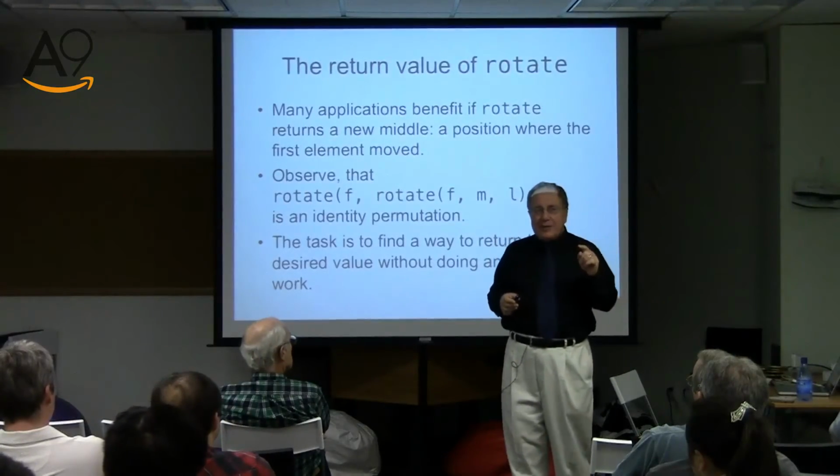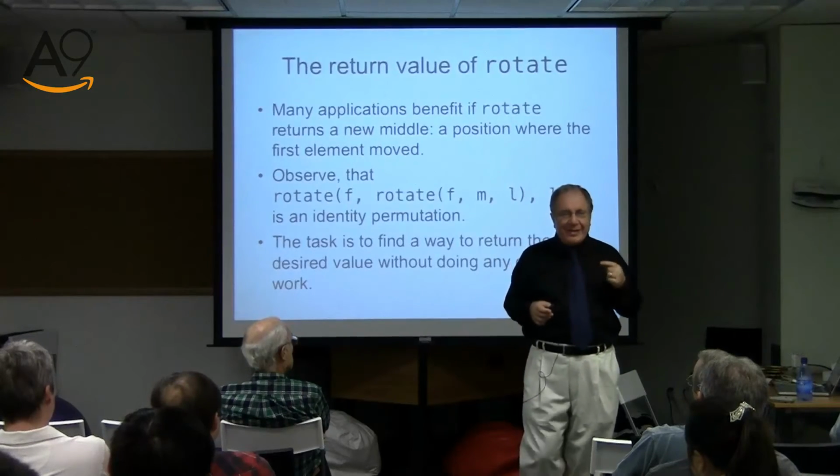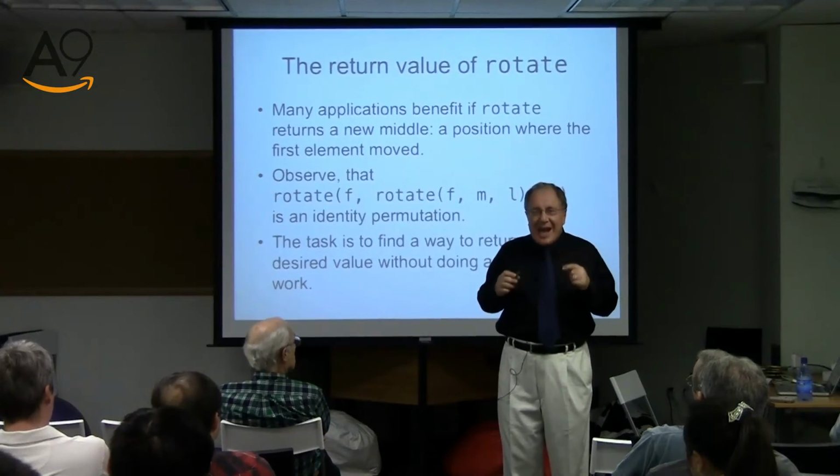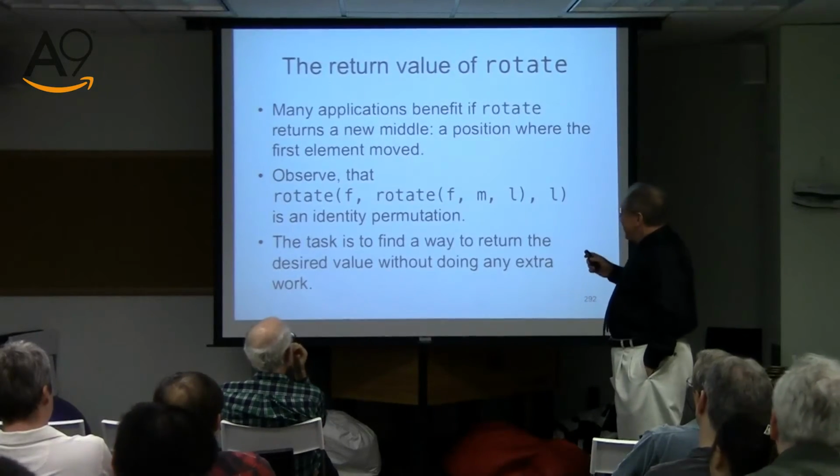But eventually, if you use rotate a lot, as I have, you figure out what you would like it to return if you only could. This is this complicated thing. And what is this thing? You see, m goes to m prime. M, the middle point, goes to where the first element, index 0, is going to go.